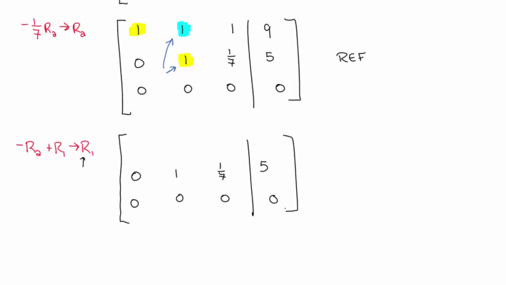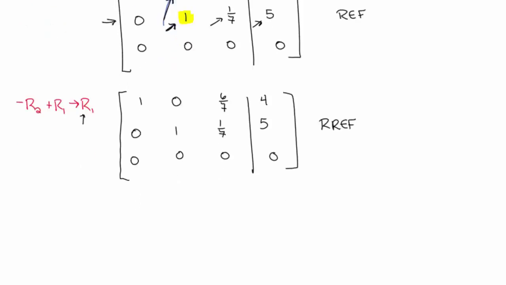Now we're going to take the opposite of this second row and add it to row 1. So -0 plus 1 is 1. That should never change. Once you get a 1, it should never change. Again, -1 plus 1 gives me 0. -1/7 plus 1 will give me 6/7. And -5 plus 9 will give me a 4. This is now in reduced row echelon form.